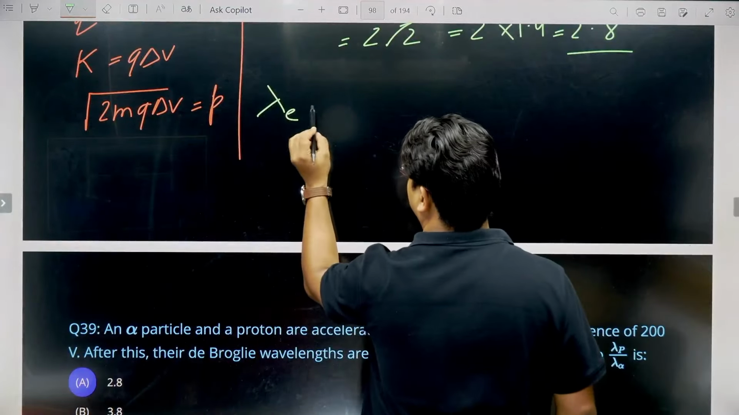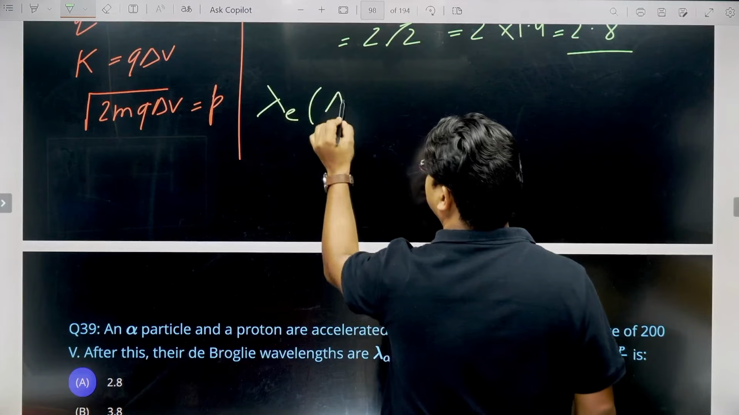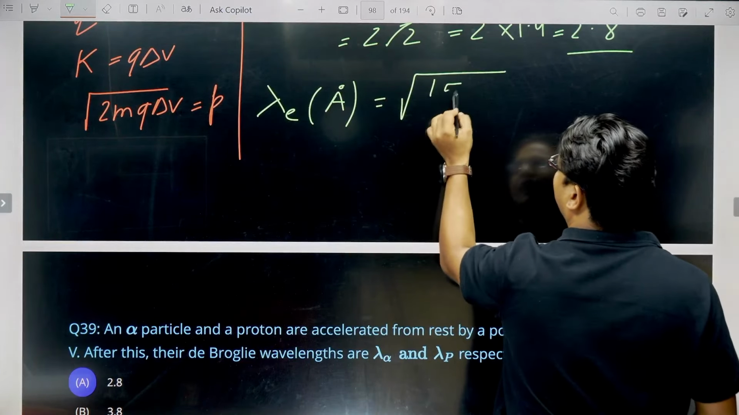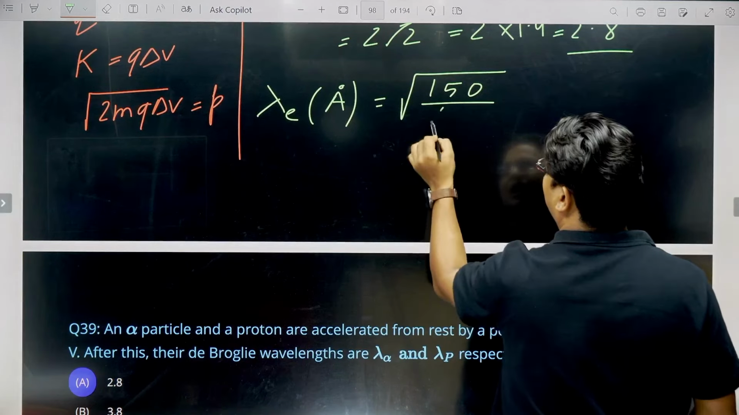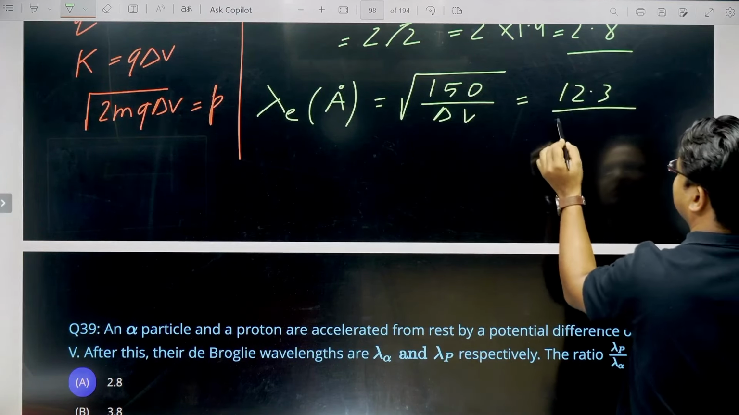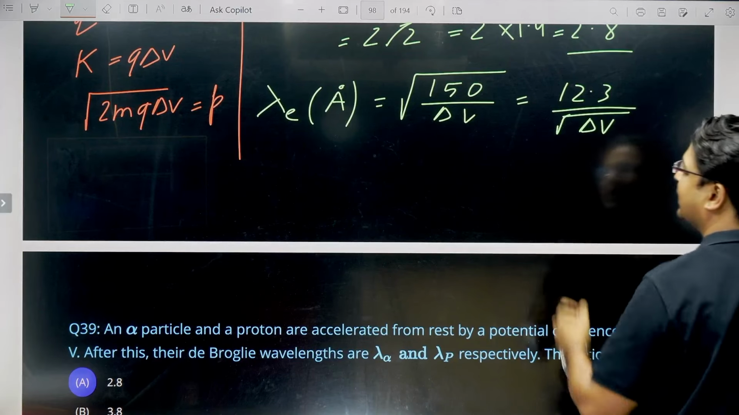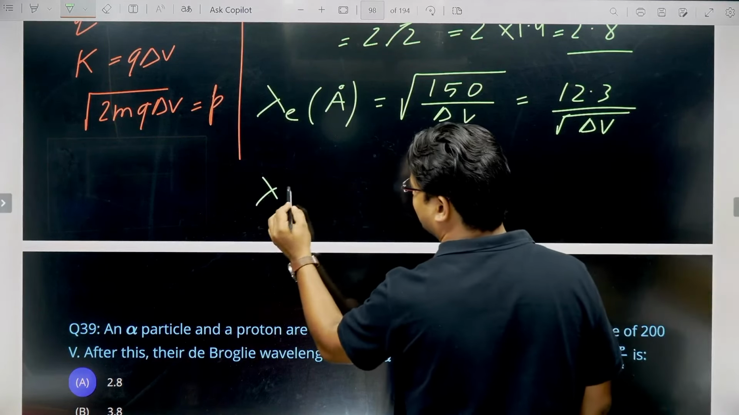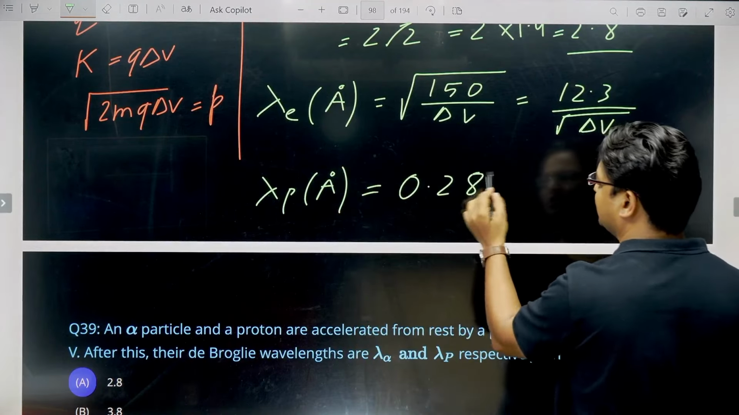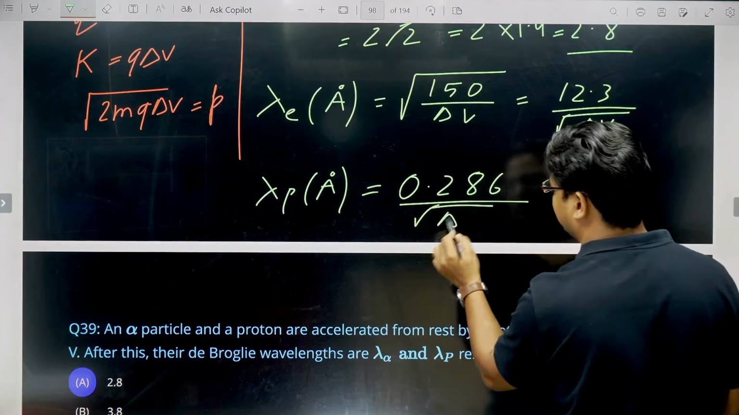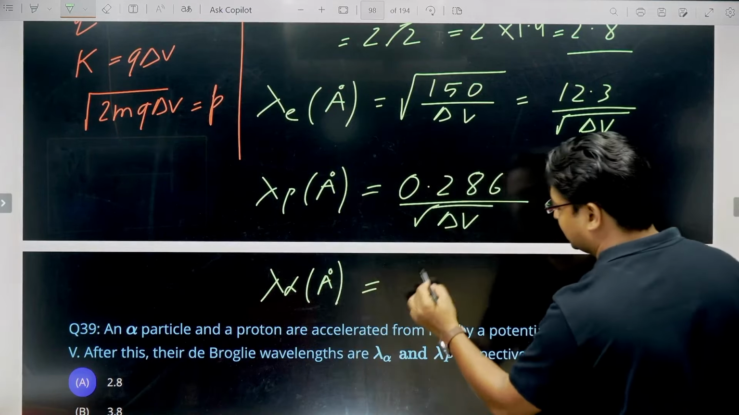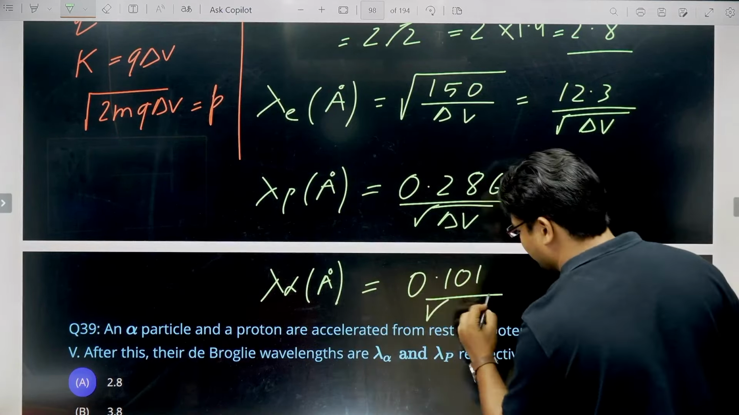So for electron, we will get the wavelength in angstrom. If we use this formula, it would be root of 150 divided by delta V, or you can remember root 150 would be around 12.3. In this formula, delta V is in volts. If you're talking about proton, the wavelength of proton you are going to get as 0.286 divided by root delta V. If you're talking about alpha particle, you will again get the wavelength in angstroms. The formula is 0.101 upon root delta V.